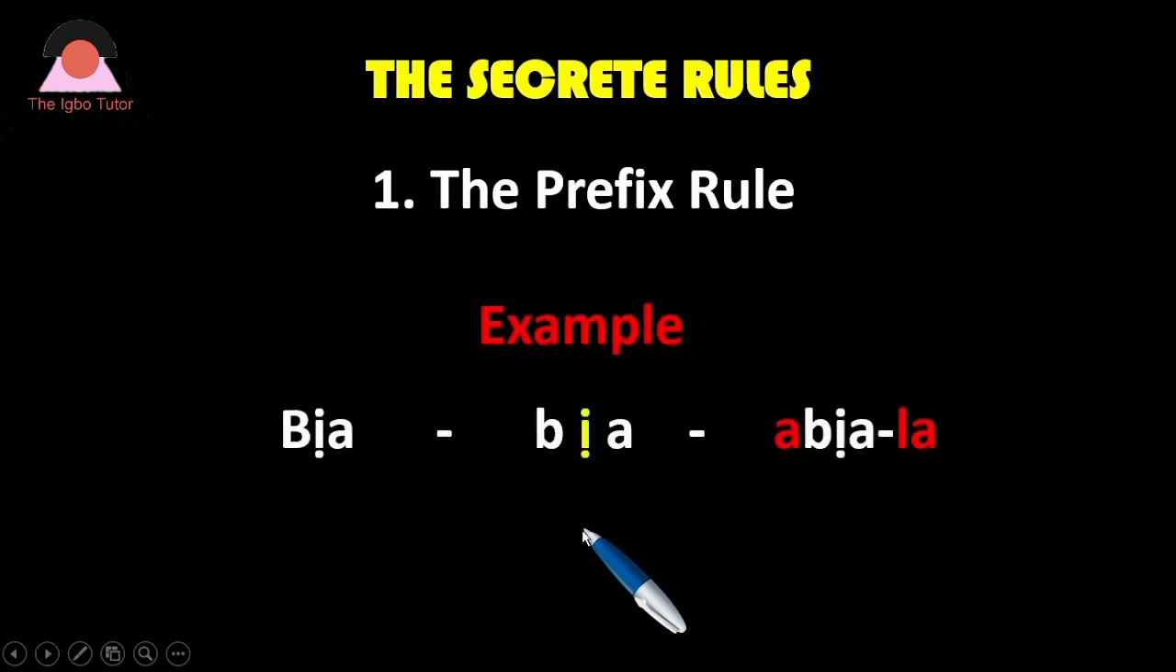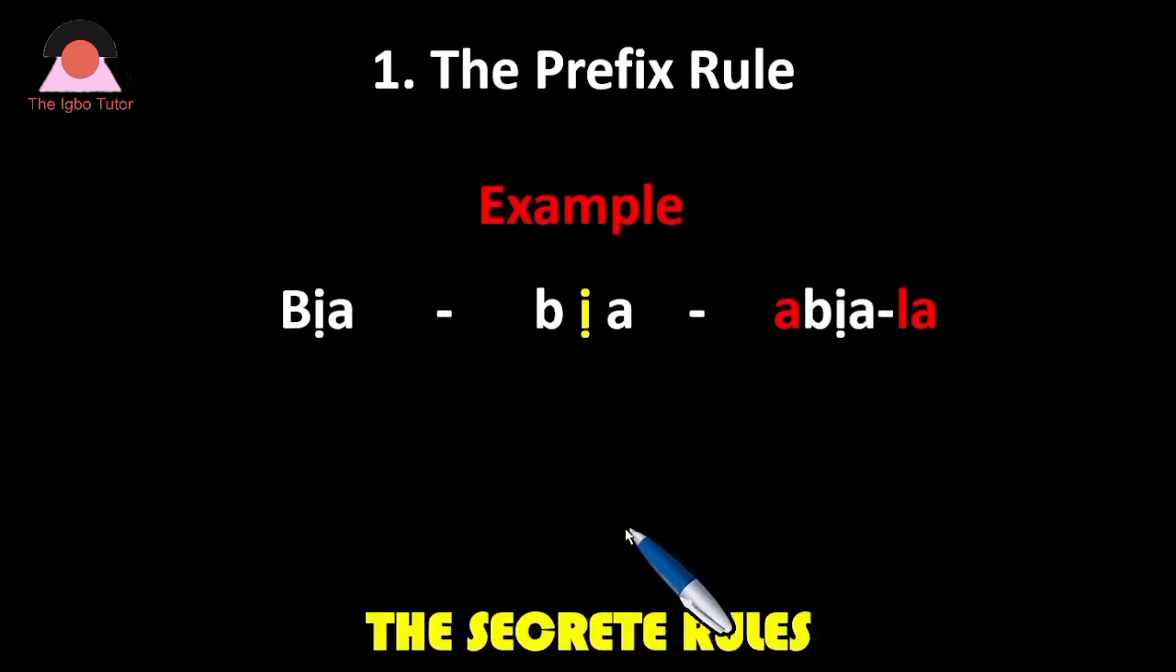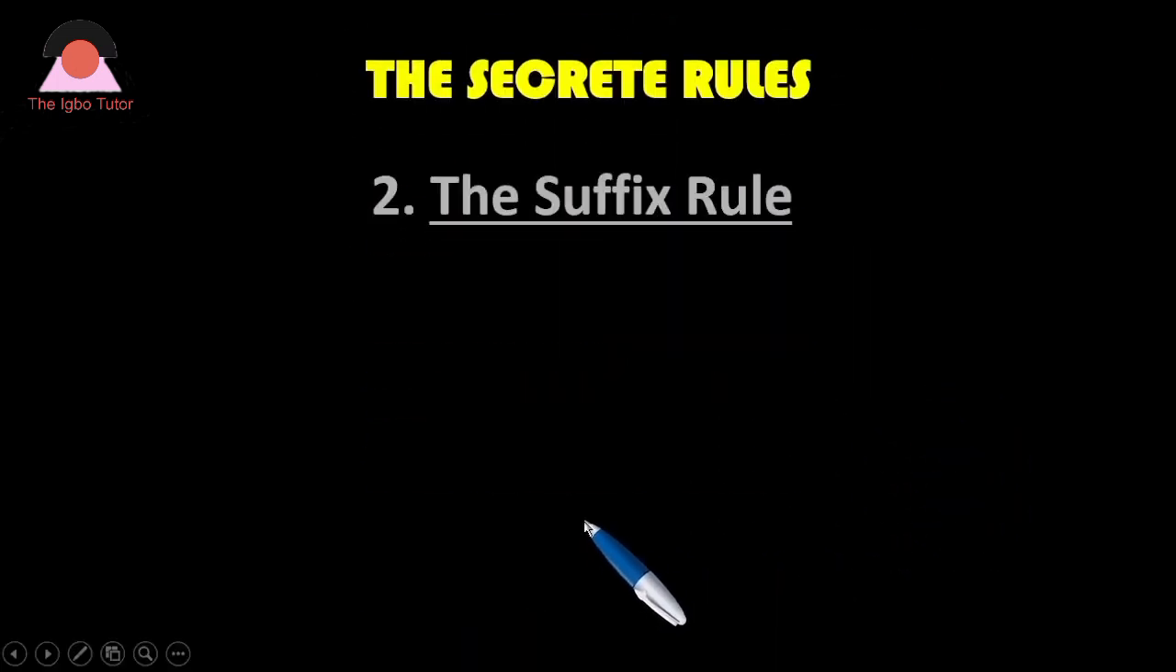Let's look at an example here. Bia as a parent verb. Now this is made up of B, I, A. The first vowel here is I, that is I with dot under. That tells you that the group must be the light vowel group. And that's why we have to add A as a prefix here, before the parent verb. Well, this is the suffix, which we're going to look at next as the second rule.